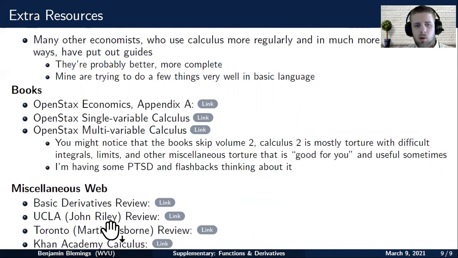Khan Academy is pretty basic. There's a really basic derivative rules page here. And then these guys are really good economists at very good places, and these reviews are tailored to be more in depth than what I'll provide in these slides.